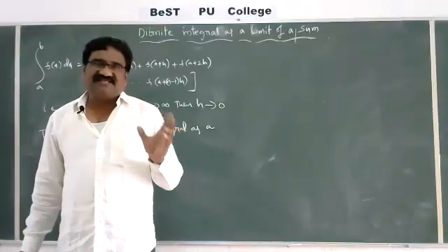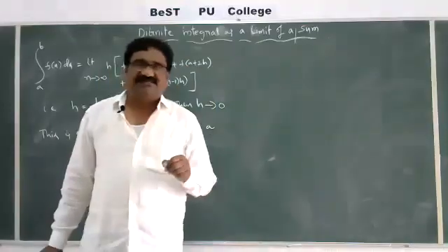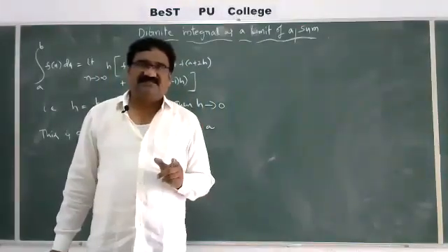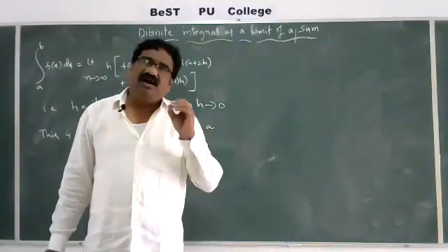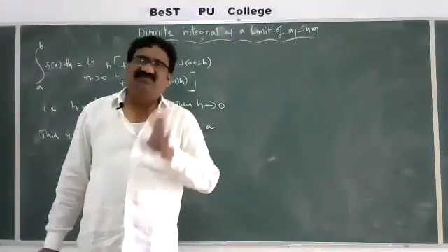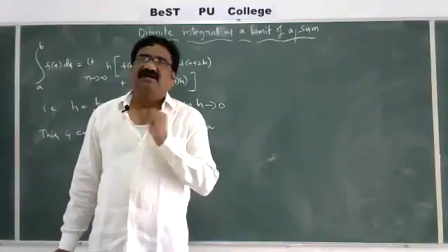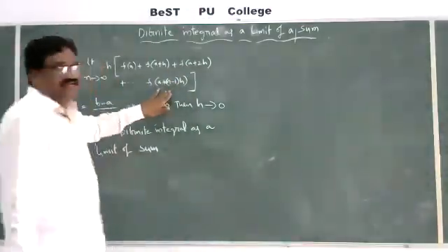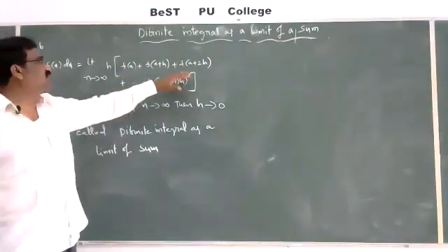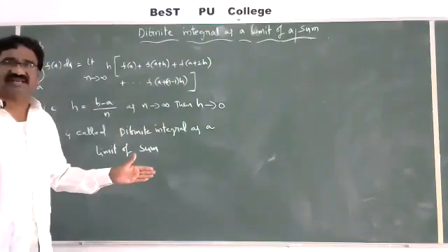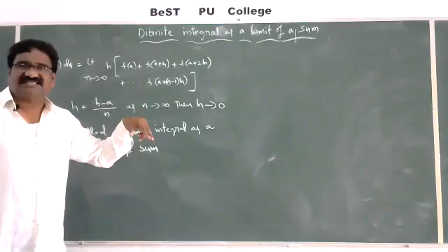We can separate the total area into n equal parts, n equal intervals. Then find the area of all the intervals, and adding the sum of all the areas, you get the total area bounded by the curve by using this method. Here f of a plus h, f of a plus 2h, all are lengths of the intervals. h is the breadth of the intervals. Every interval has the same breadth, h.